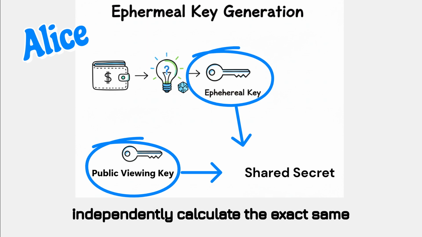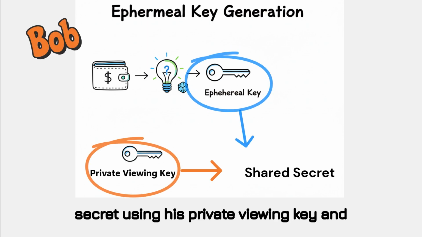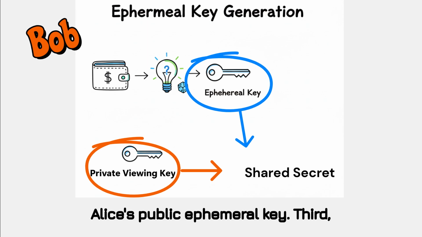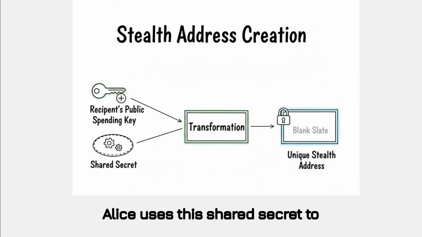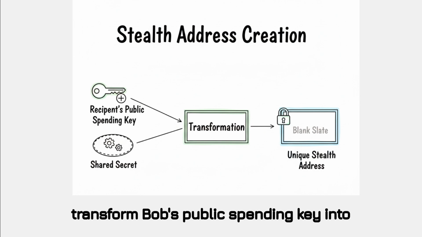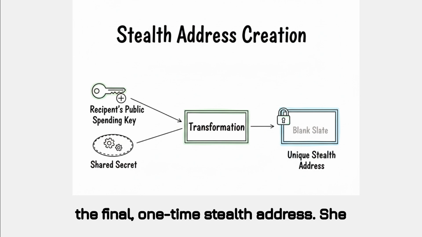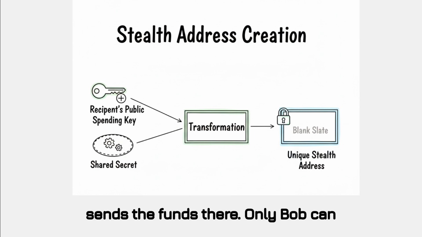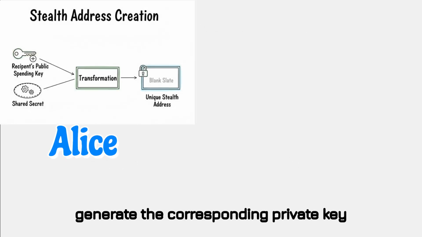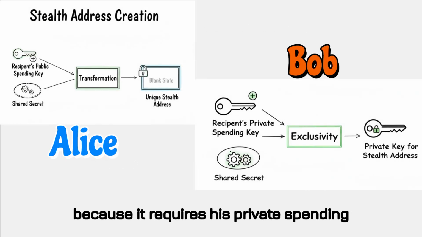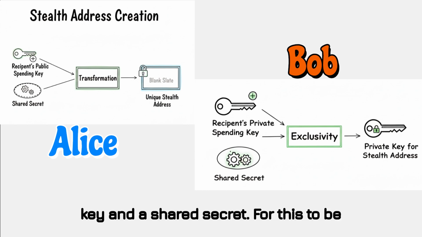Bob can independently calculate the exact same secret using his private viewing key and Alice's public ephemeral key. Third, Alice uses this shared secret to transform Bob's public spending key into the final, one-time stealth address. She sends the funds there. Only Bob can generate the corresponding private key because it requires his private spending key and a shared secret.